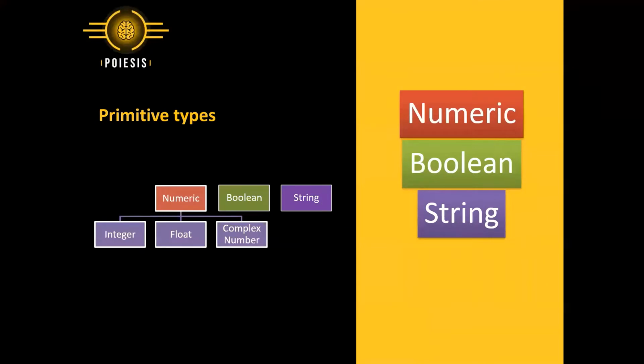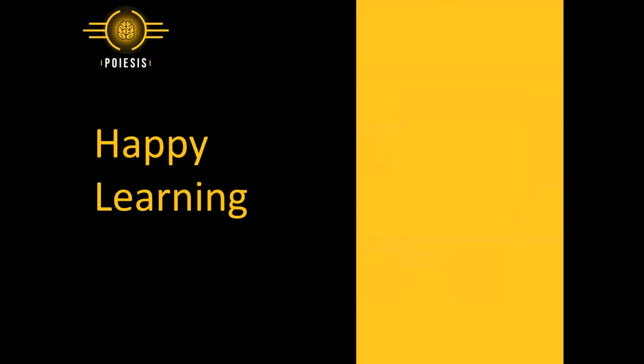What did we learn here? We learned how to store integer numbers, floating point numbers, complex numbers, Boolean values, and data in the form of strings in the Python environment. In the next session, I'm going to show you how to perform various operations on these primitive types. So stay in touch and keep learning.